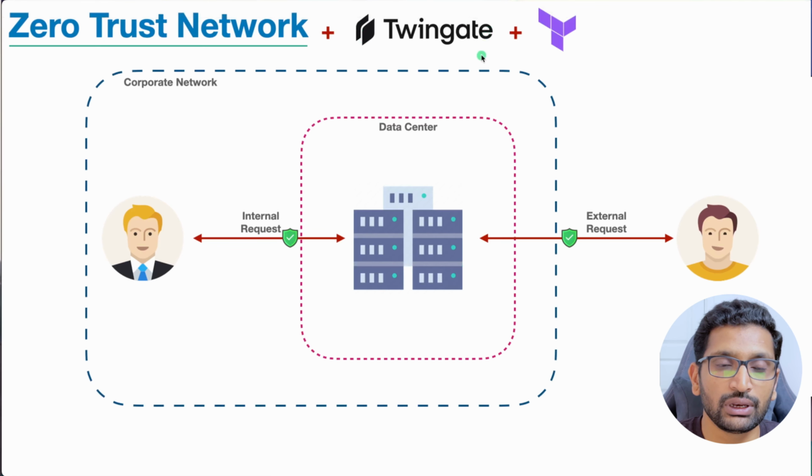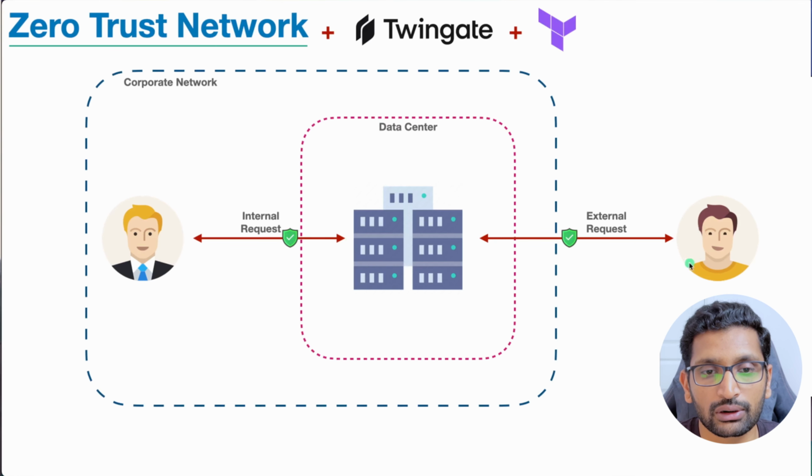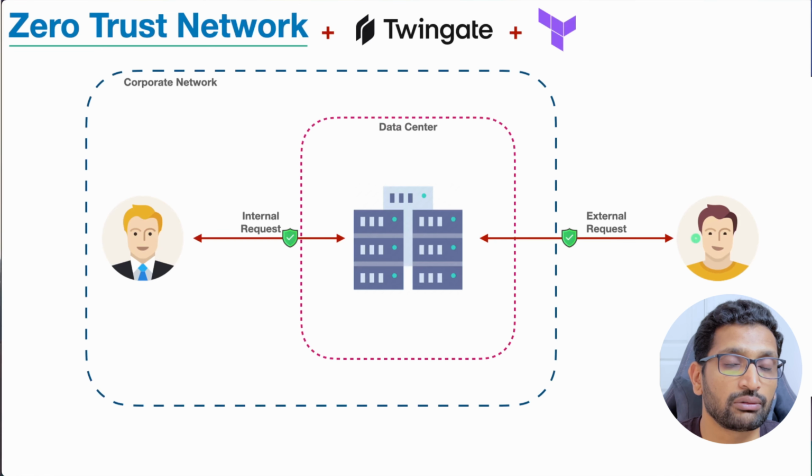So with the help of the Twingate client, you can set up your zero trust network, through which you specify that we are allowing only the internal users listed in our trust list to access those resources. And similarly, on the right hand side, if there is an external user and that user is added to our trust list, then we will allow that particular user to access those resources. So in principle, this is how the zero trust network setup works.